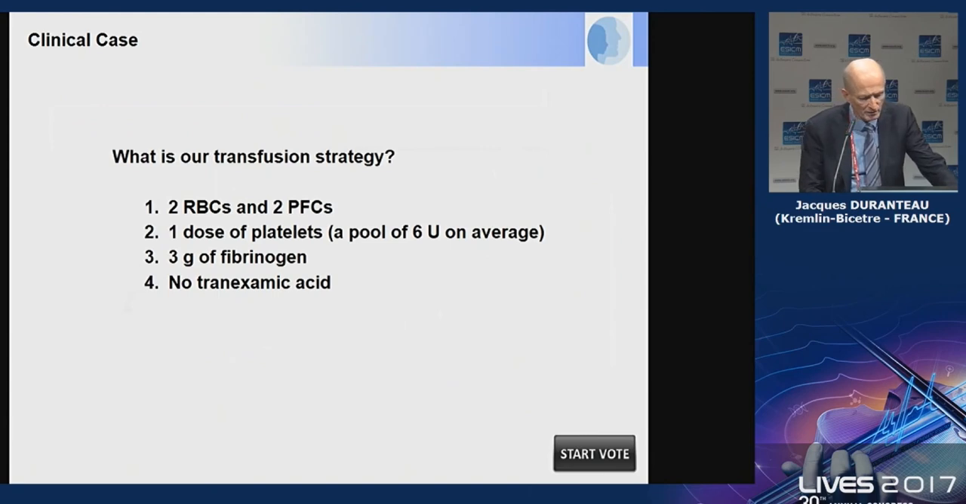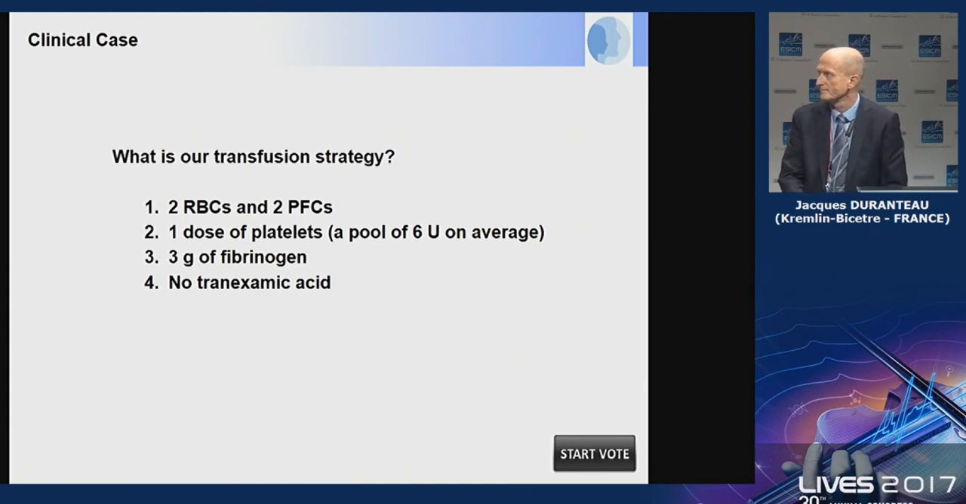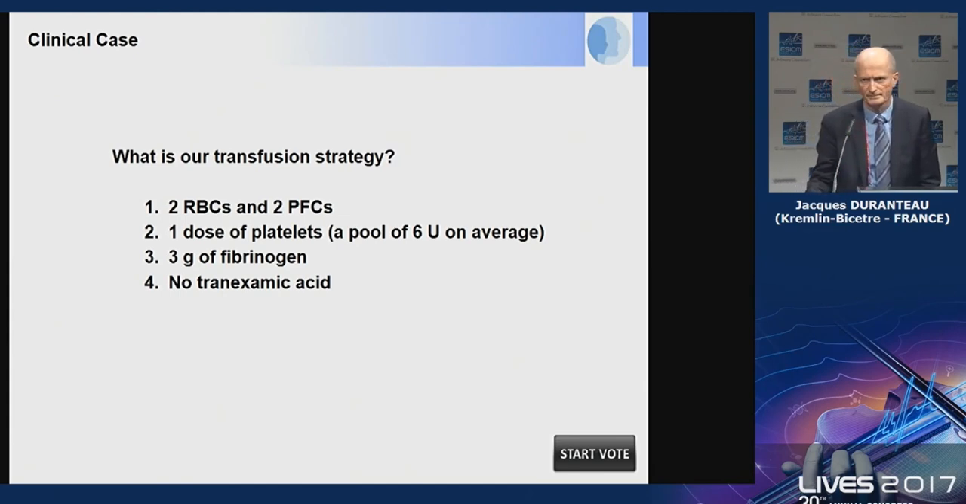So what is your transfusion strategy in this patient? Okay. So there is only one response which is correct. Yep, so we're going to vote on this again. Who will go for number 1? Red blood cells? Not very many. Really? No one wants to give blood? Scattering of people. Okay. Platelets? No one? Fibrinogen? No tranexamic acid?